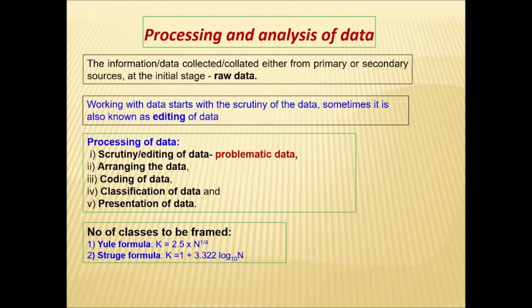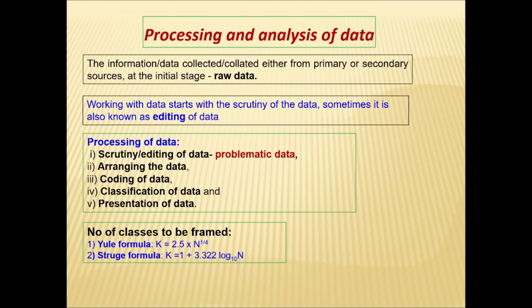Processing and analysis of data, whatever we collect, may it be primary data, may it be secondary data, is raw data. That needs to be scrutinized. Don't jump into the analysis or drawing conclusions based on the data, whatever you come across. Whether the data is matching with your objective of research, whether the data source is correct, authentic, whether the data are correct, that has to be ascertained. In that process, scrutiny of data is most important.